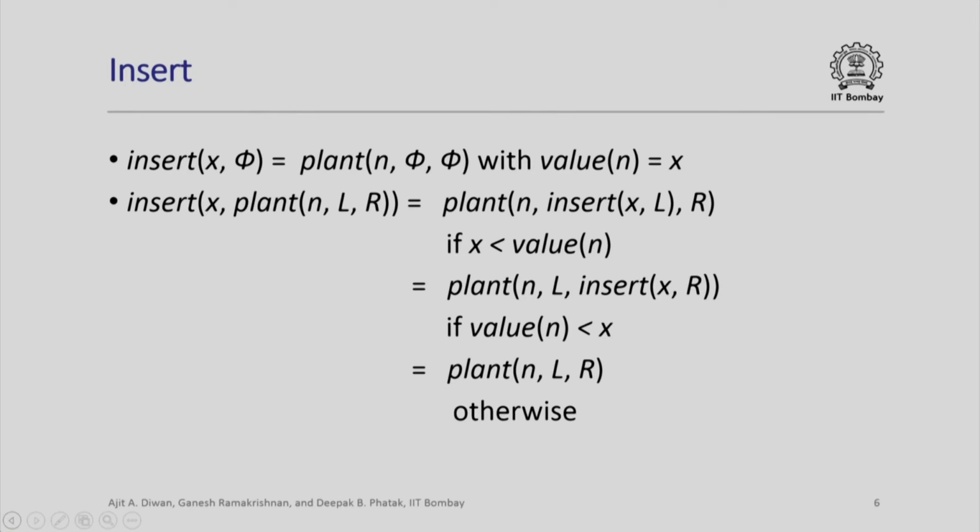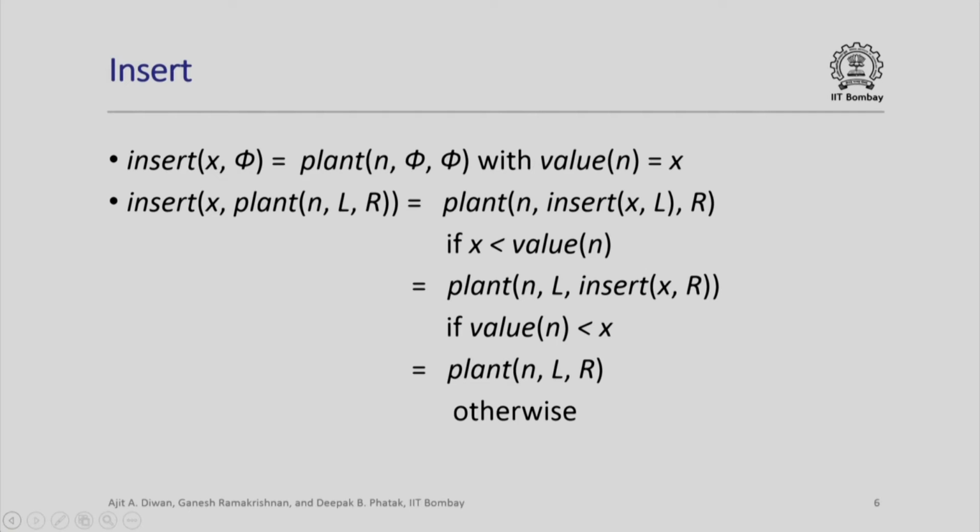On the other hand, if you are inserting x in an already existing tree obtained by planting L and R at node n, again we use the property of a binary search tree. If x is less than the value of n, then we know it has to be inserted in the left subtree. So the new tree that we get is obtained by planting at n. The left subtree will be modified by inserting x in that. So the left subtree will now become insert x comma L. The right subtree will remain as it is R. This is if x is less than the value of n.